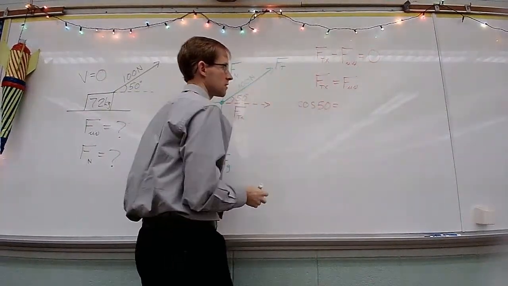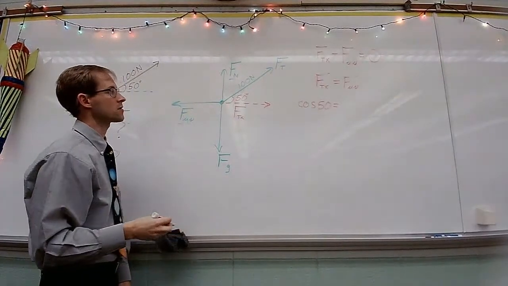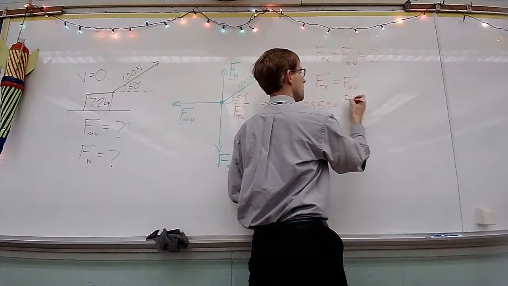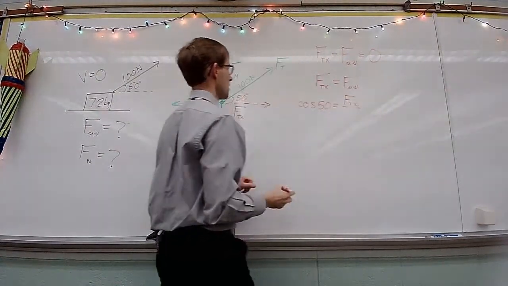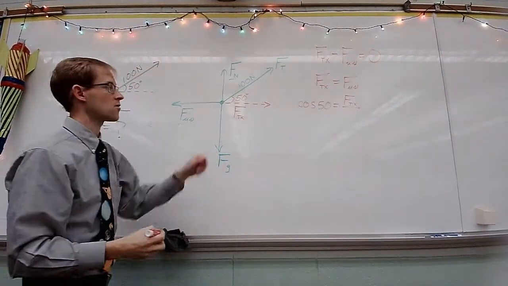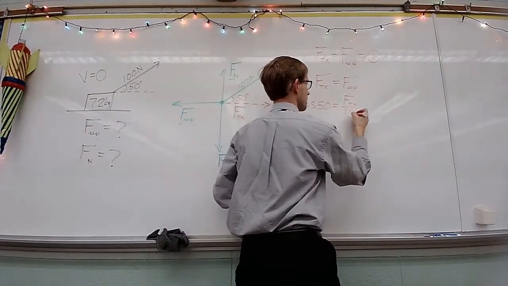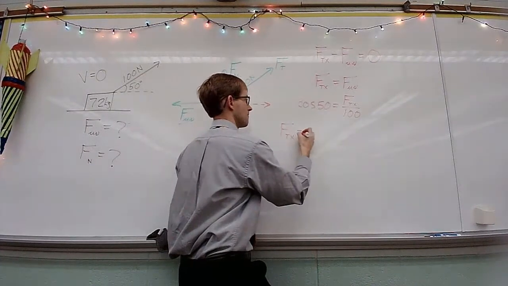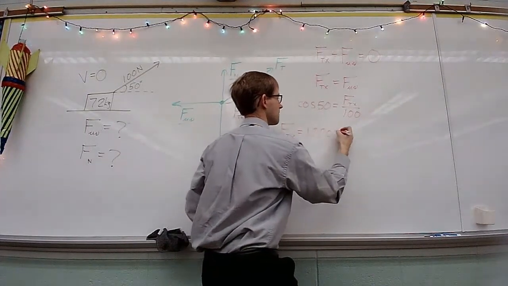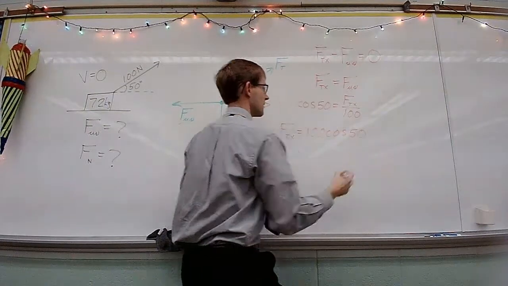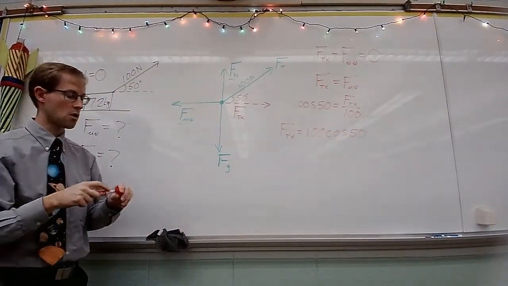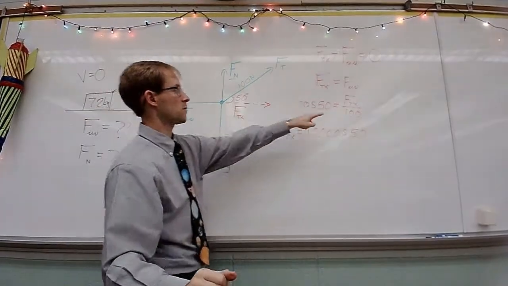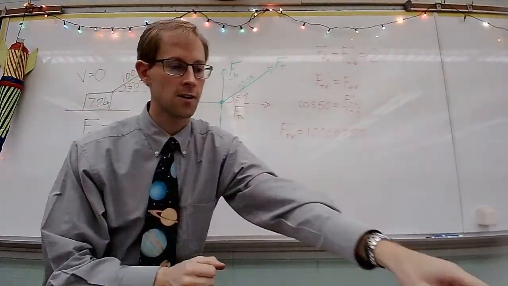Cosine of an angle is equal to adjacent over hypotenuse. So the adjacent side is what we're looking for. Hypotenuse is given to us as 100. 100 times the cosine of 50 then is what you would use to get your final answer, because you're multiplying both sides by the 100.